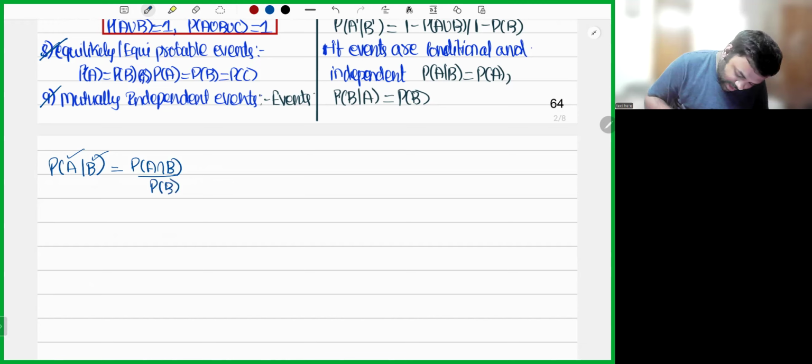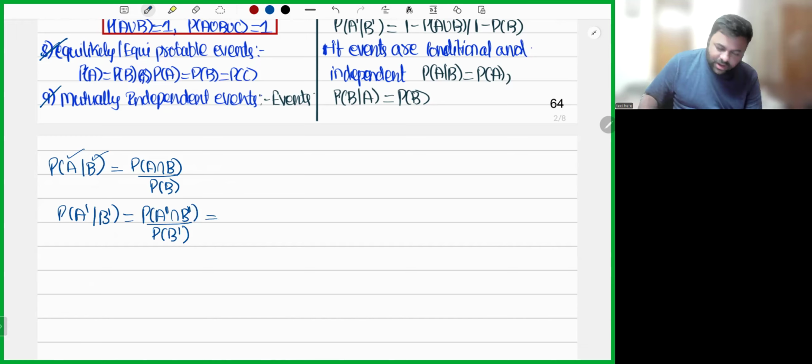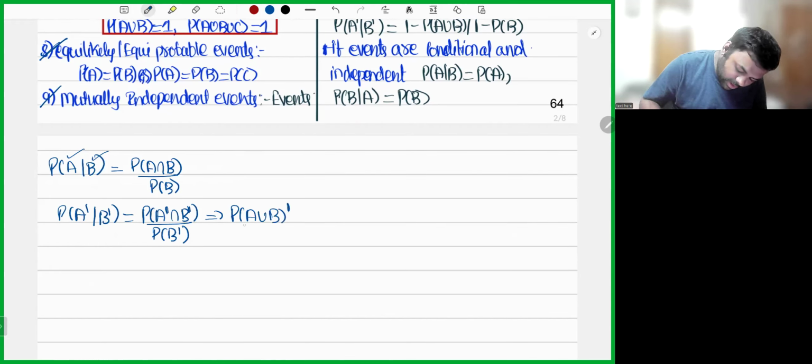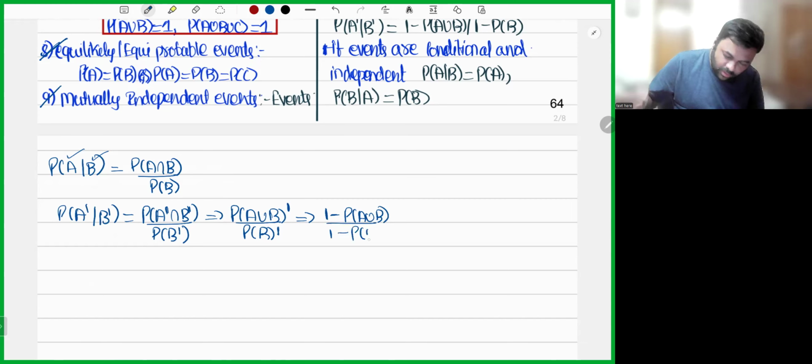Now what is P of A complement by B complement? It will be P of A complement intersection B complement whole divided by P of B complement. You remember, my dear friends, De Morgan laws. P of A complement intersection B complement will be P of A union B whole complement divided by P of B complement. P of A union B whole complement is 1 minus P of A union B. P of B complement is 1 minus P of B. Okay, so same thing I have written.